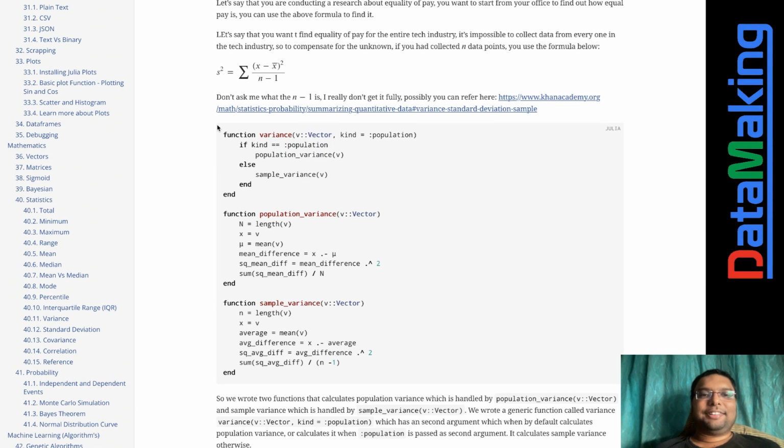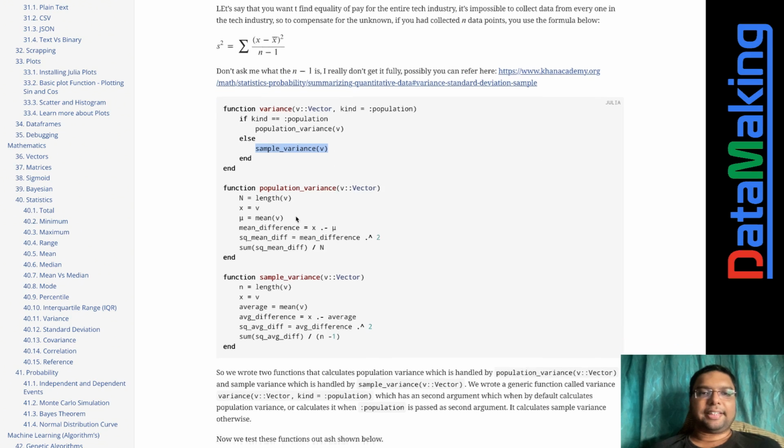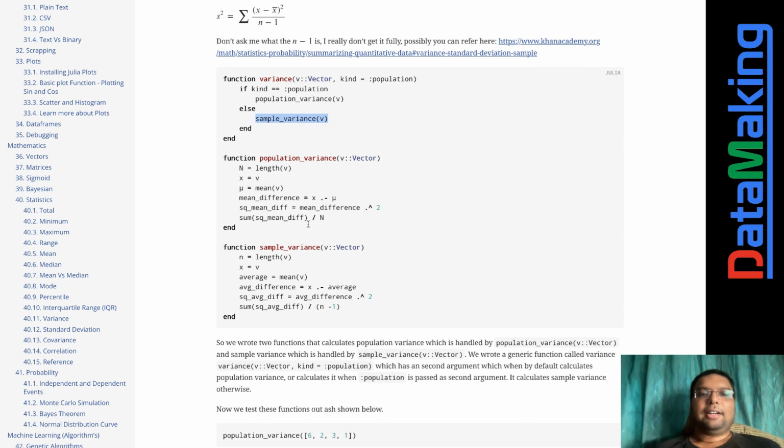So we coded a function called variance, and we pass in a parameter called kind. If it's population, it returns the population variance, otherwise it returns the sample variance. That's the variance function we wrote. Both are the same: instead of dividing by n over here, it just gets divided by n minus 1.